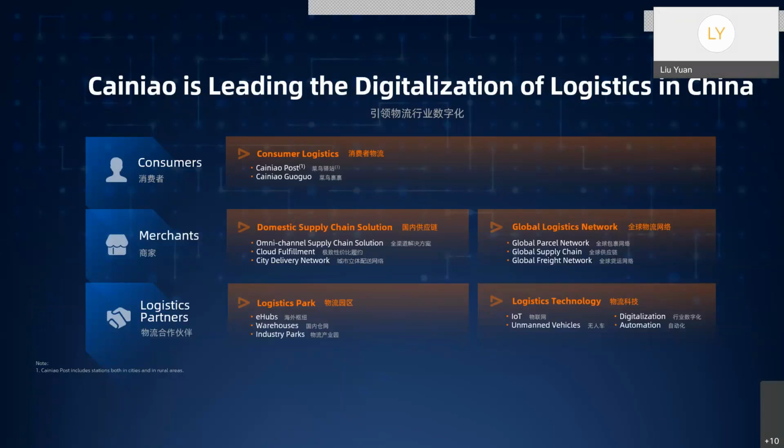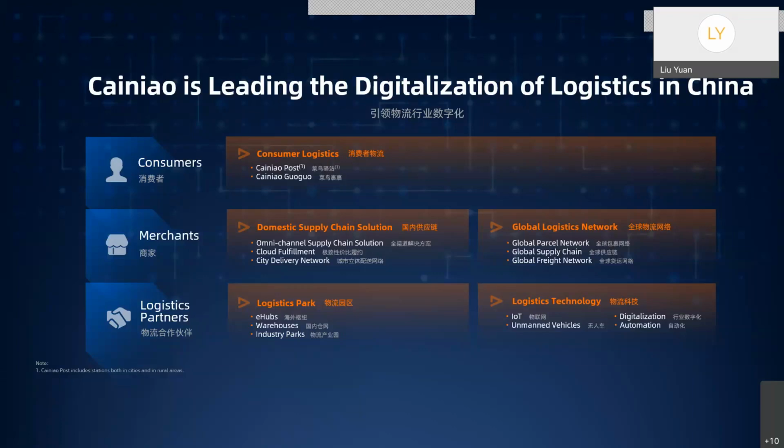To the consumers, we have the Cainiao Posts, which are digitalized community service centers, and nowadays we have built more than 113,000 Cainiao Posts. And Cainiao Gogo is a crowdsourcing parcel delivery platform. To the merchants, the domestic supply chain is working on the omni-channel supply chain solution for brands and large merchants, and exploring cloud fulfillment for the industry belts. The global supply chain is building the global parcel network and global freight network.